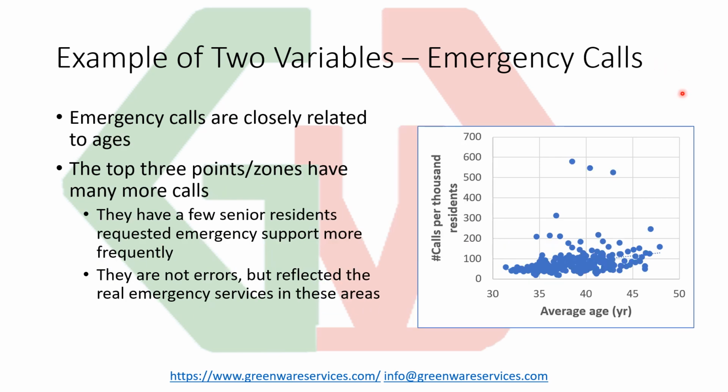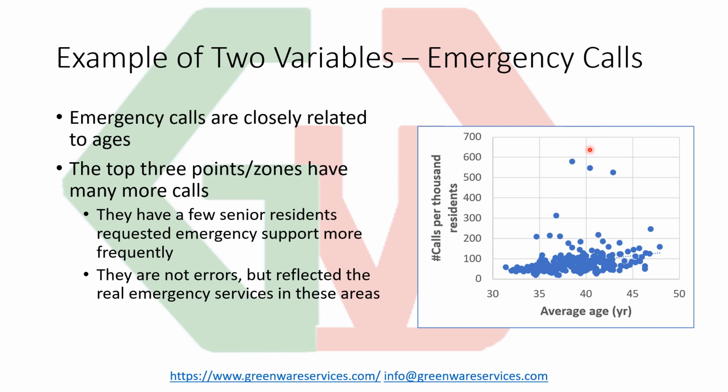Still using the example of emergency calls. This time we check it from a different angle. The scatter plot represents the relationship between the average age and the number of calls per thousand people. From this scatter plot, there are 3 points quite far from others.